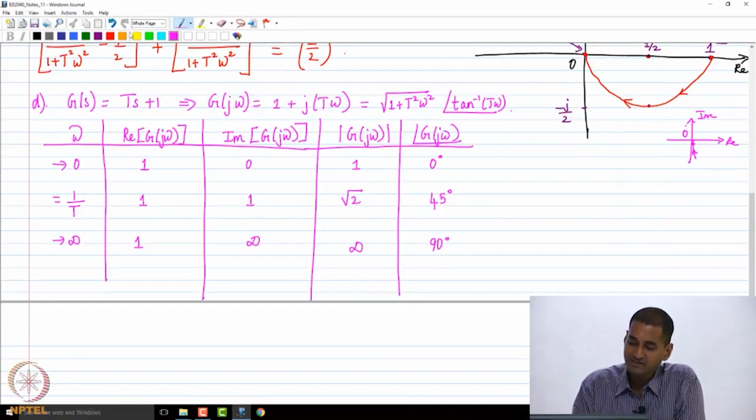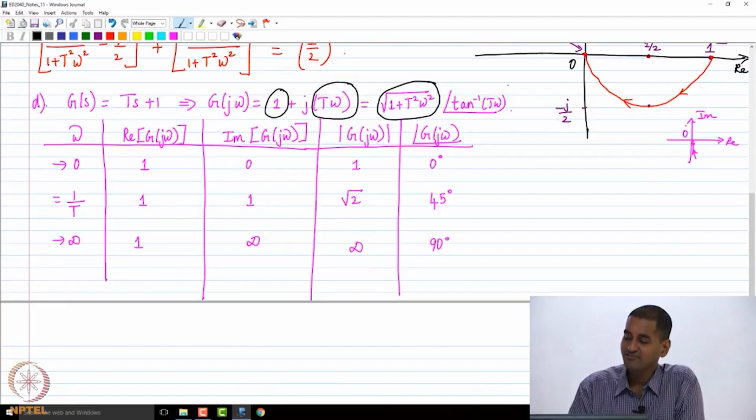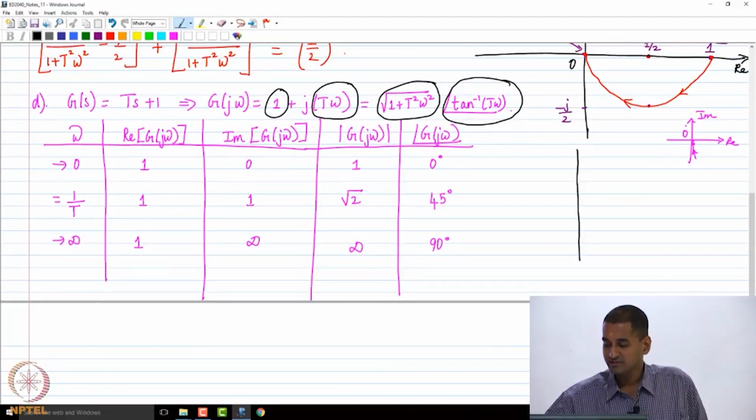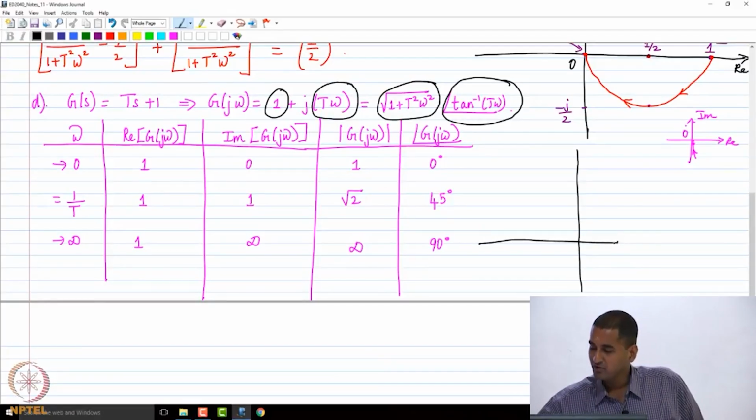See, this is the real part. If you look at it, the real part is always 1 for this particular factor. The imaginary part is t times omega. The magnitude is this and the phase is this. So I am just calculating for various omega and writing the values down. That's all we are doing. Nothing extraordinary here, just pretty straightforward.